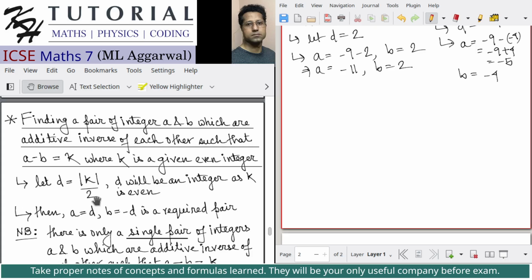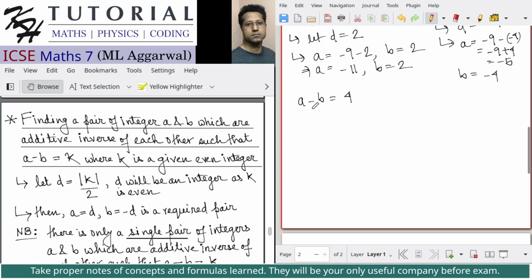So how do we find such a pair of integers a and b from k? Note that a and b are additive inverses of each other and their difference is given, that is, a minus b is some even integer k. So how do I find a and b? Let me take an example. It is given that a and b are two integers which are additive inverses of each other, and a minus b is equal to, let's say, 3. No, 3 cannot be because k must be an even integer. Let's say a minus b is equal to 4.